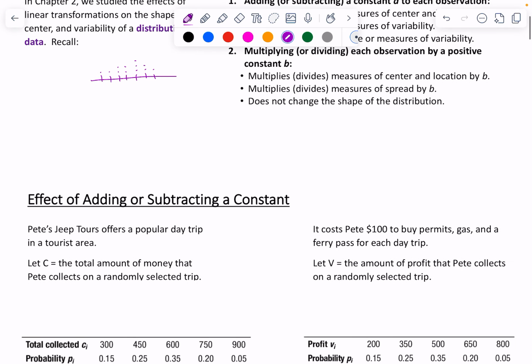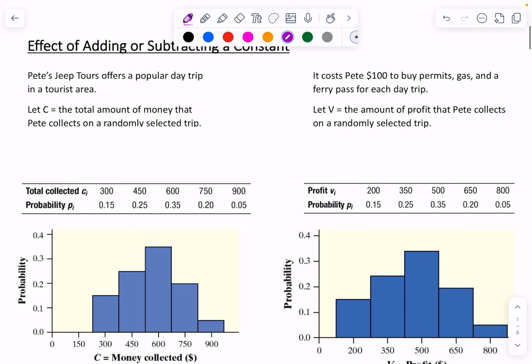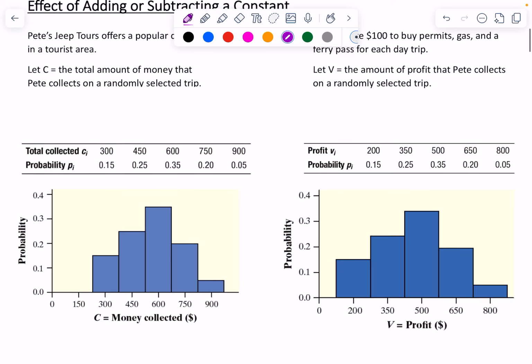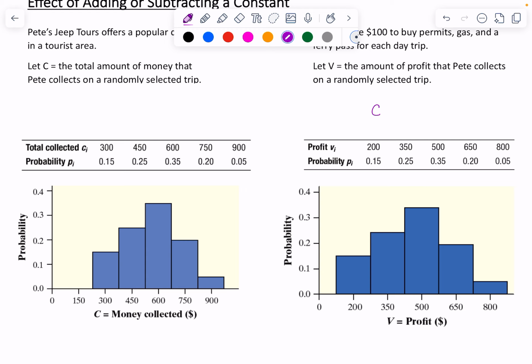So, for example, we'll go back to Pete's Jeep Tours. This was our original data, right? He charges $150 per person, a minimum of 2 people, and we had those probabilities. So here we have this new thing saying it costs Pete $100 to buy permit, gas, and a ferry pass for each day trip. So now when we talk about profit, his profit is whatever he had before, but now he has to spend $100. So instead of this 300, now we have 200. Instead of this 450, now we have 350, etc., right? 600, 500. All right, so the distributions look the same, right?